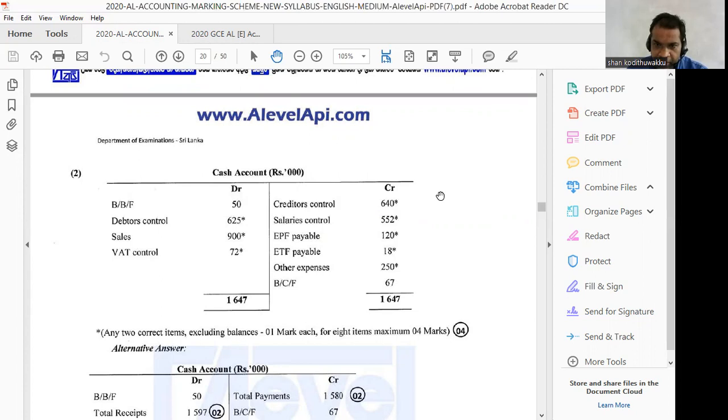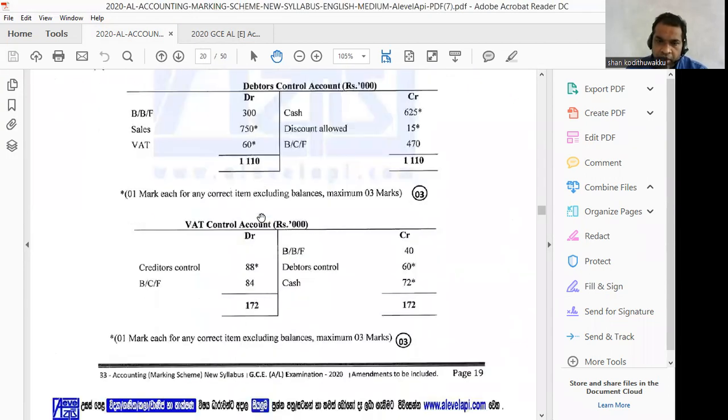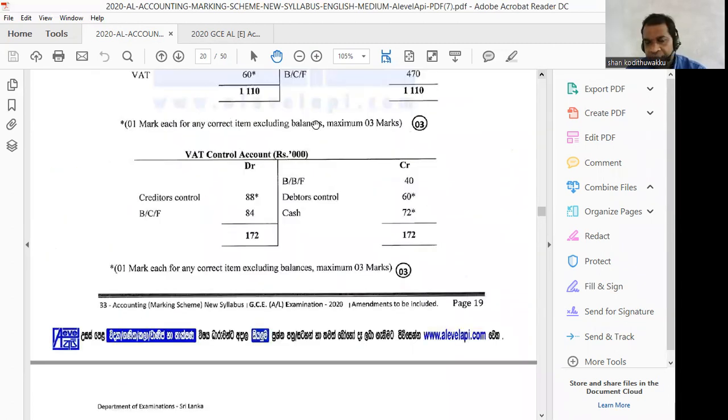640 total paid. Here to the creditors, as you don't prepare individual suppliers accounts, we don't record it. Yeah, they are personal accounts. Discount received 10. We can credit to discount received 10, debit to creditors control account. Creditors control account, discount received 10. And as we are not preparing it, the discount received account is not there.